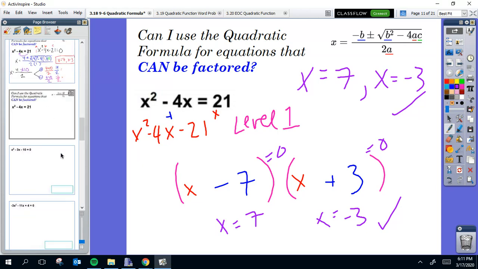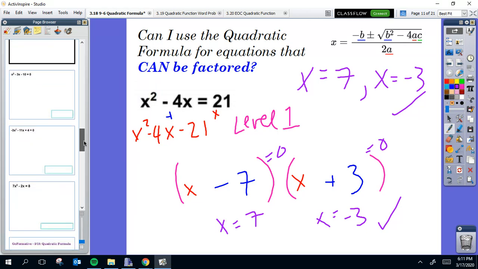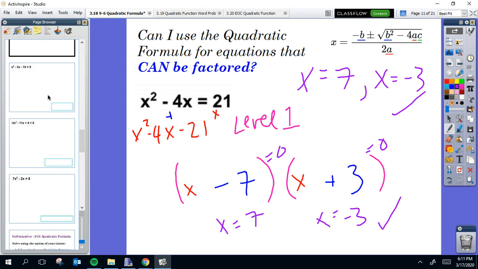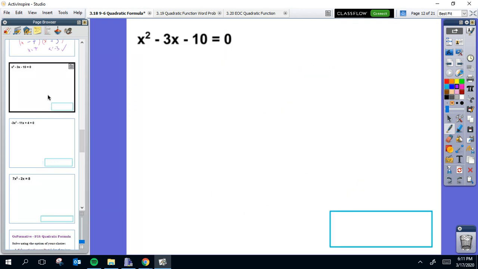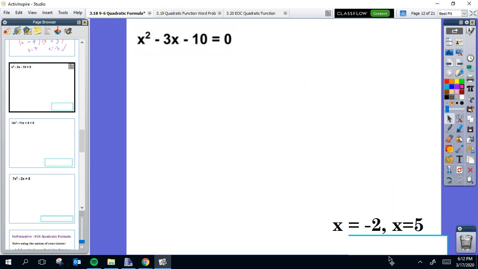All right, so I have 3 problems for you guys to do, and each time I want you guys to pause in between before I reveal the answers. So the first one is x squared minus 3x minus 10 equals 0. Go ahead and pause your video and solve using the quadratic formula. All right, and when you do that, you should get the values x is equal to negative 2 and x is equal to 5.